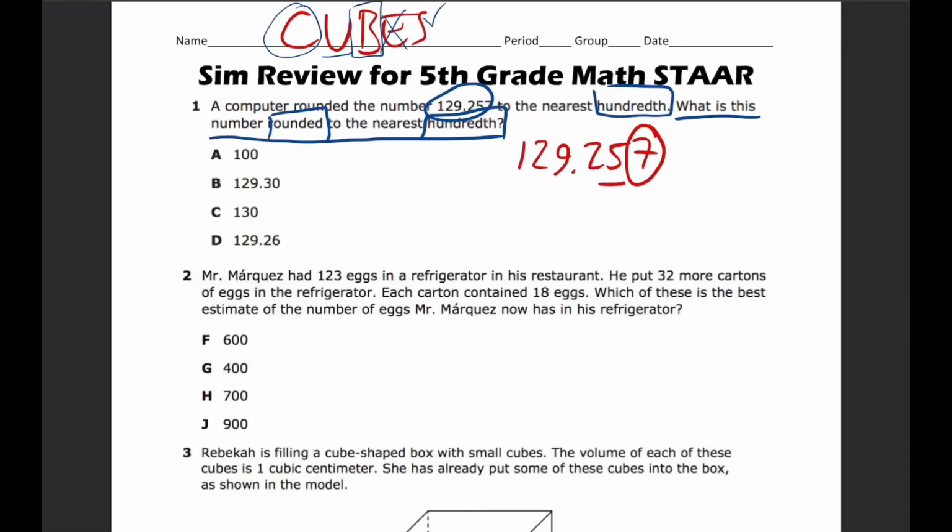right next door. 7 tells me I'm going to round up, so 5 becomes a 6. All of my numbers to the left stay the same, and all my numbers to the right become zeros, but because it's after a decimal, I don't need those numbers, and so I already have my answer choice of D.